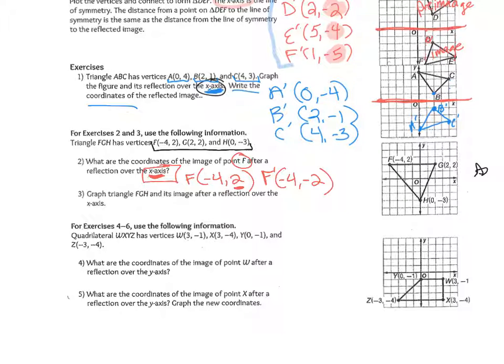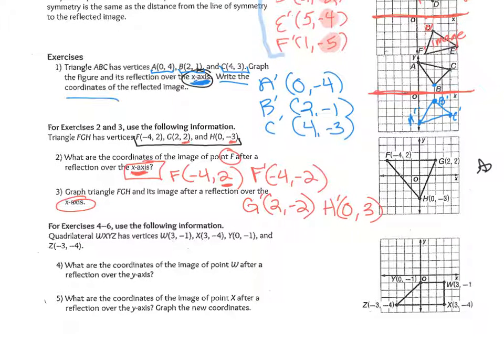Number 3, graph triangle FGH and its image after reflection over the x-axis. So we already have F, so let's get G prime. Same thing, the only thing that's changing is our y. So (2, -2), and then that would make H prime (0, 3). And we're changing the y. So before it was negative, so now it's positive. So that's what I was saying earlier. It doesn't always mean that they turn negative. It just means that it changes. It's the opposite of whatever it was.